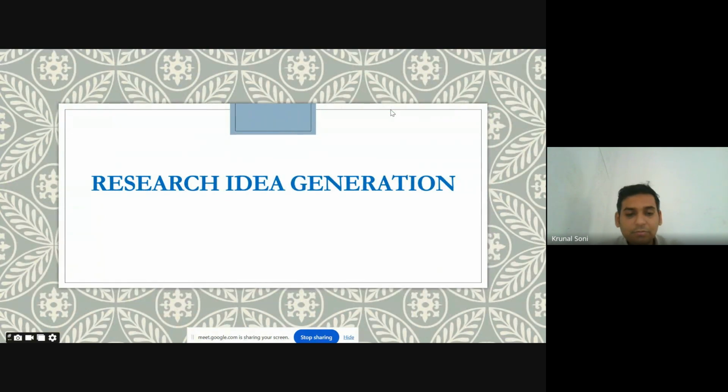First of all, we need to understand the first process: research idea generation, right? Whenever we are thinking about writing any sort of paper, firstly, we need to think about idea generation. On which topic do we need to do the research, on which topic do we need to write our research paper? So it is very important for all of us to identify the research idea, in terms of the research topic on which we want to do the research work. That is called research idea generation.